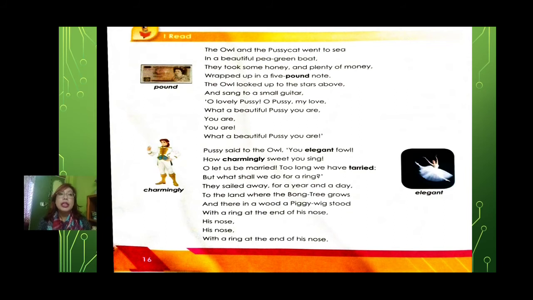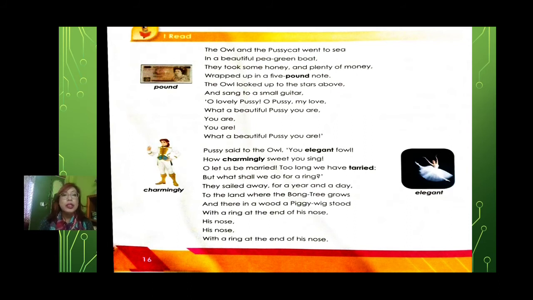We know that the owl and the pussycat went to sea in a beautiful pea green boat. They took some honey and plenty of money wrapped up in a 5 pound note. The owl looked up to the stars above and sang to a small guitar. Oh, lovely pussy, oh, pussy, my love, what a beautiful pussy you are, you are, you are. What a lovely pussy you are.